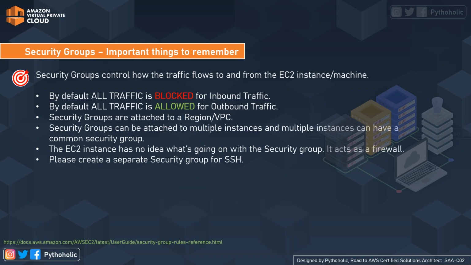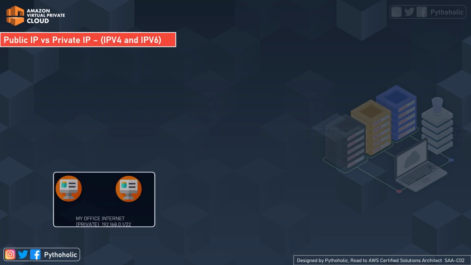So the EC2 instances have no idea what's going on with the security groups. So it acts as a virtual firewall. So your EC2 instance level security is being maintained through the security groups, and we don't place anything within the instance itself to protect it from the incoming or the outgoing requests. We have that in place of the security groups itself. And we should actually always create a separate security group for SSH.